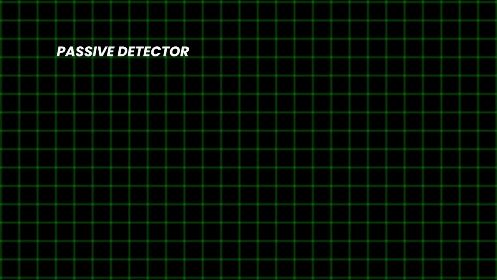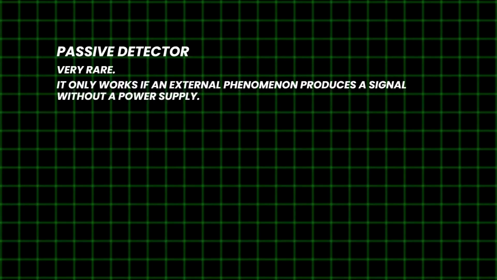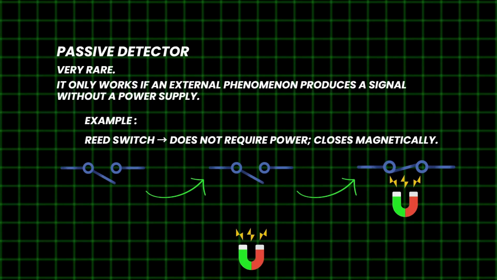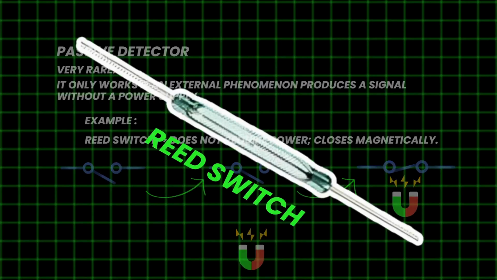So now we will explain the passive detector. It's very rare in the industry, and it only works if an external phenomenon produces a signal without a power supply. As an example, you have the reed switch that does not require power, just a magnet. Here you have an open contact, and when you approach the magnet, the contact will close, and this is how it looks. This is a reed switch.